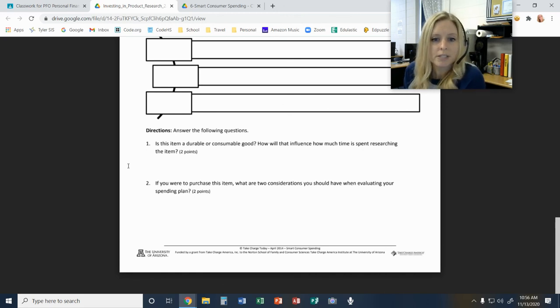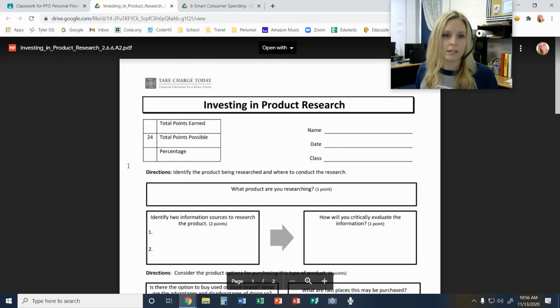If you were to purchase this item, what are two considerations you should have when evaluating your spending plan? So that was one of the slides as well, talking about things that you need to consider as far as how purchasing this item is going to affect your other spending. And that's everything. If you need any help, let me know.